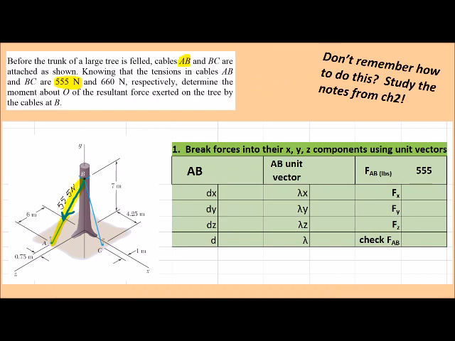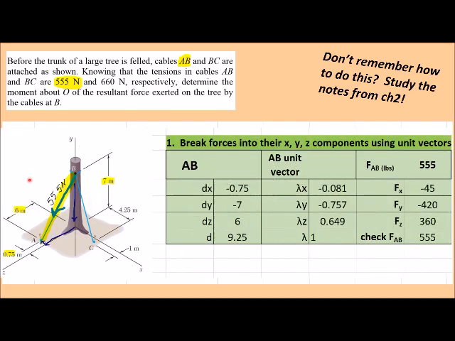Before we can take the cross product, we have to split everything up into its x, y, z components. Let's split cable AB up first. We have a force of 555 newtons, so I'm going to fill that in over here. And we're going to go through looking at the distances of our cable. We'll use our cable to find our unit vector, and then our unit vector to split apart our forces.